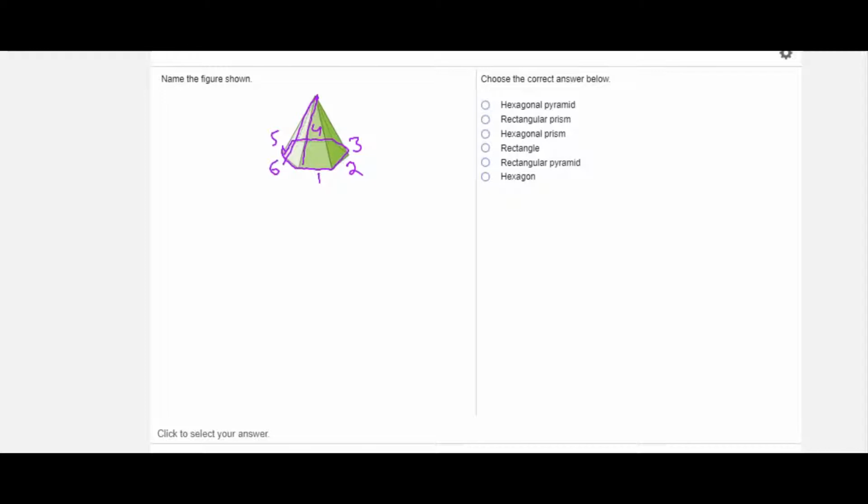What else? Because the lateral faces are made up of triangles. Anything else? You know this is a pyramid, not a prism, because only a pyramid has one base. Pyramids only have one base. Good.